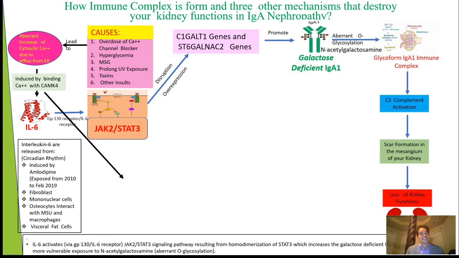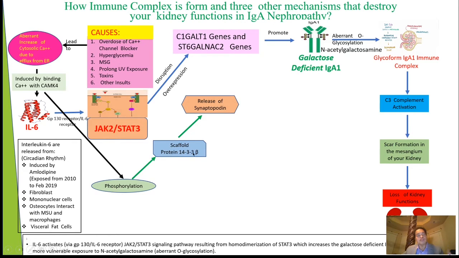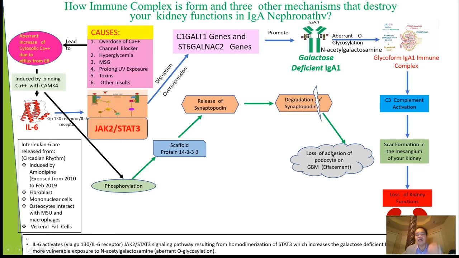Once the calcium is increased inside the cell and becomes saturated, these calcium ions will dance and cuddle the calcium calmodulin-dependent protein kinase 4. There are other calmodulin kinases also, but in this case we're discussing CAMK4. Once the calcium cuddles this kinase, it will phosphorylate a scaffold protein called 14-3-3-beta. Once it is phosphorylated, it causes the release of synaptopodin. Synaptopodin will then be degraded, and the resulting action is a loss of adhesion of the podocyte.